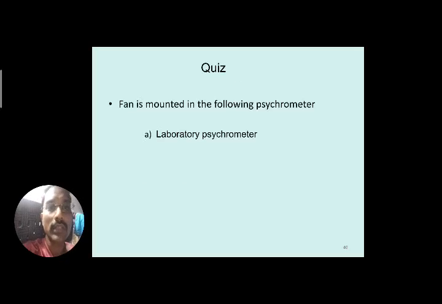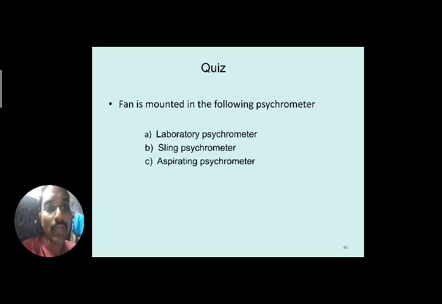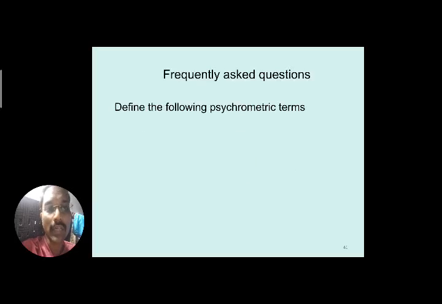The next quiz: the fan is mounted in the following psychrometer. I have already shown the line diagrams of two different psychrometers, a sling psychrometer and an aspirating psychrometer. The aspirating psychrometer is an advancement of the sling psychrometer. So the answer you can note down: the fan is mounted in the aspirating psychrometer.